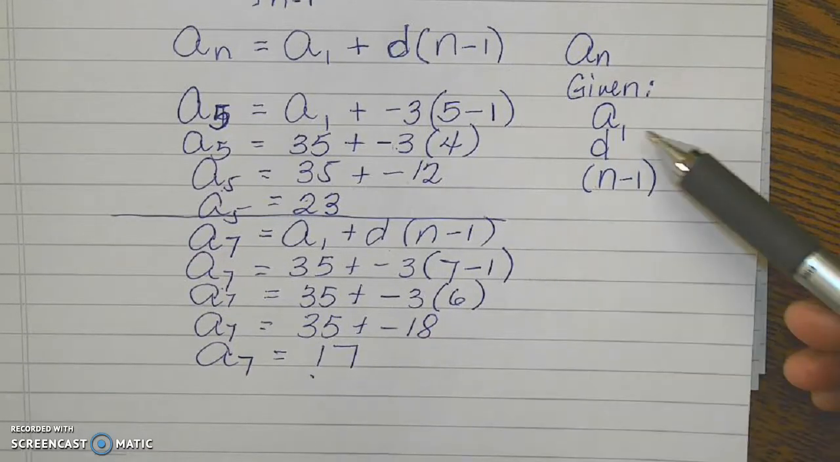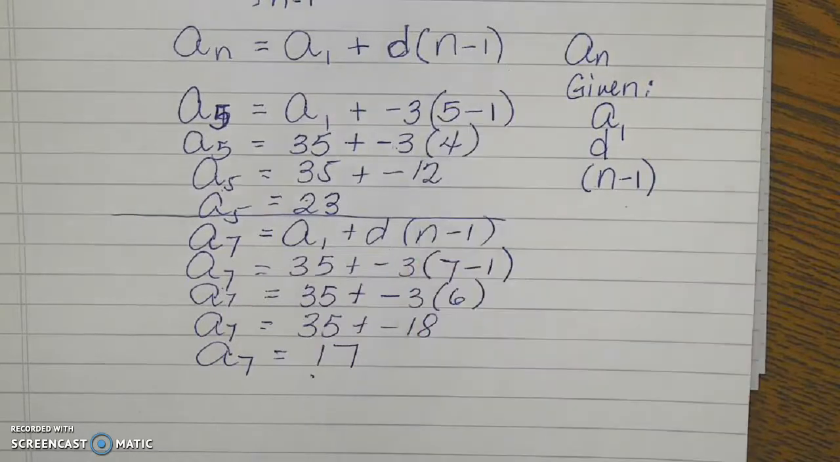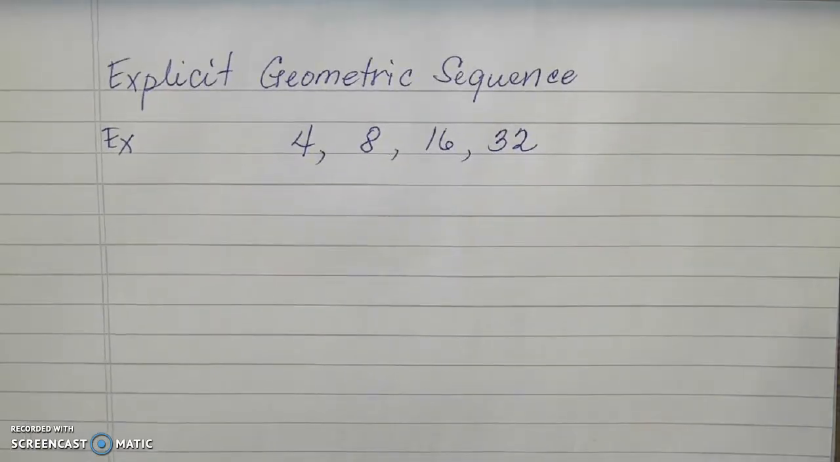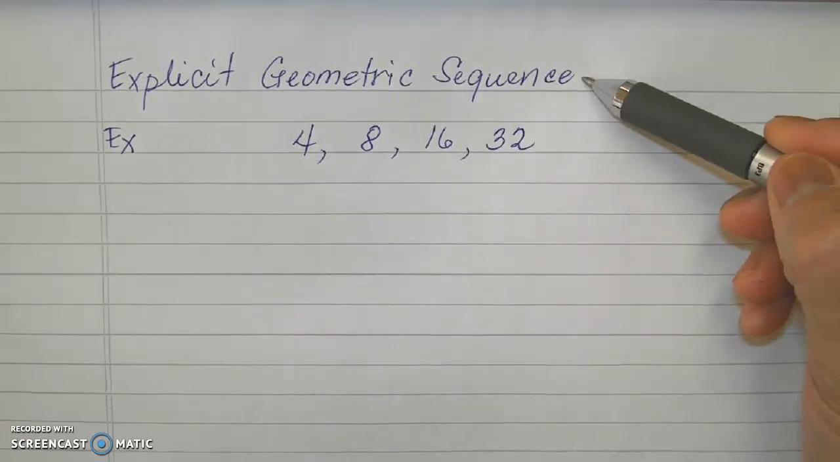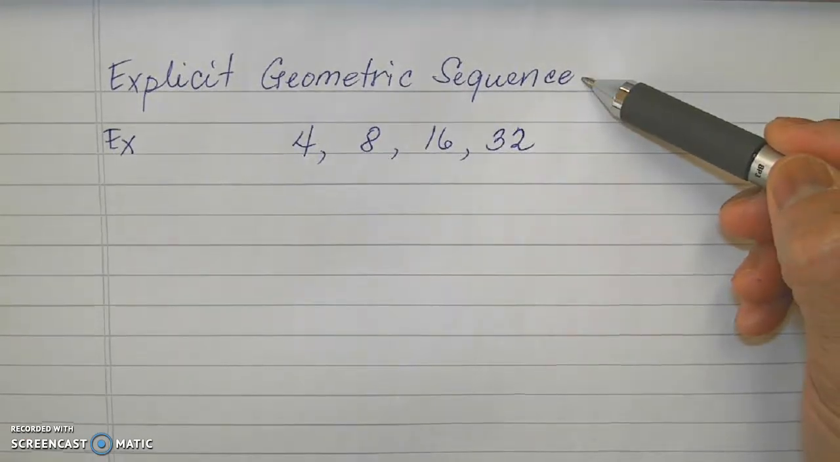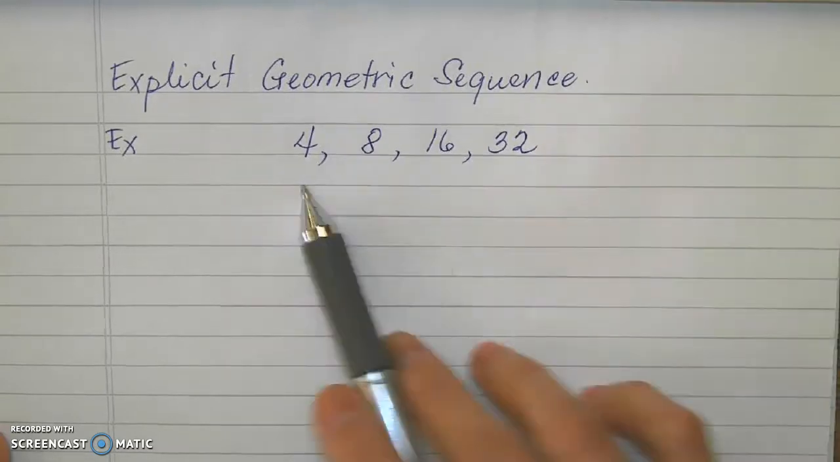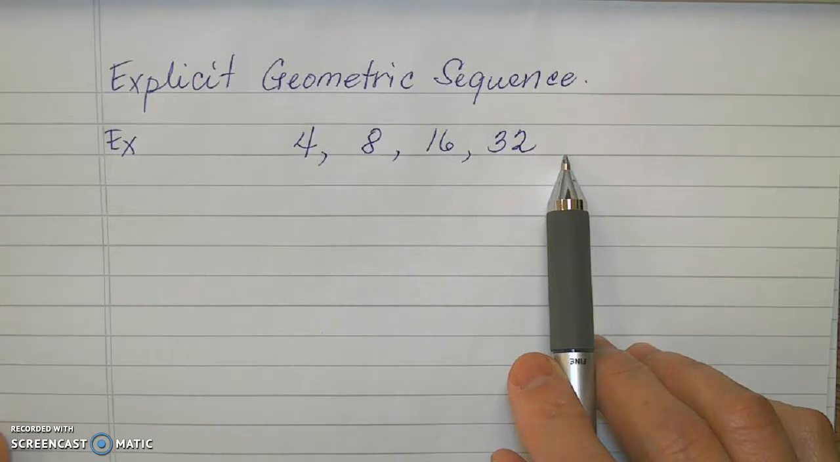And plug all of this in the formula. So now let's have explicit geometric sequence. Geometric sequence is the type of sequence where you have a common ratio. So you are either dividing or multiplying to go to the next term. So let us look at this.